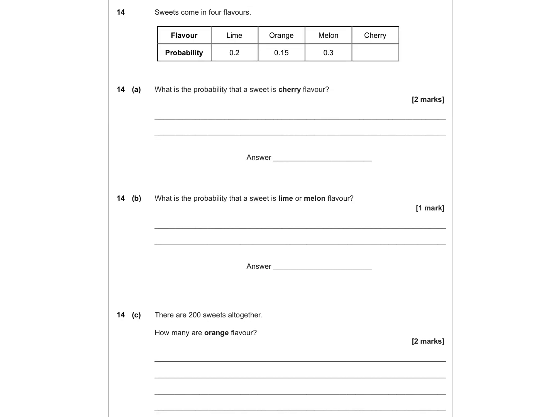All right, question 14, we have probability from a table. Sweets come in 4 flavors: lime, orange, melon, and cherry. What is the probability that a sweet is cherry flavored? Well, this is a probability question, and all probabilities have to add up to 1. So 0.2 plus 0.15 plus 0.3 is going to give us 0.65. So those 3 together make 0.65, and 1 minus 0.65 is 0.35.